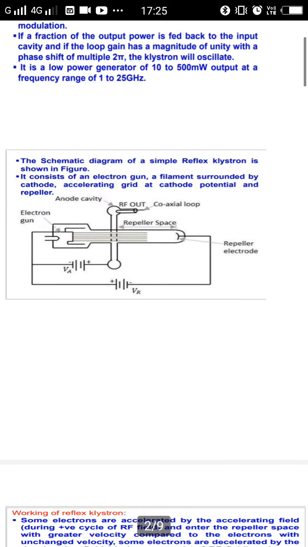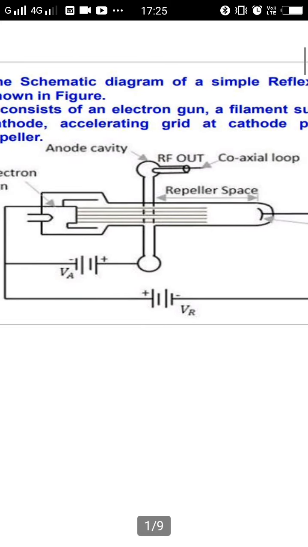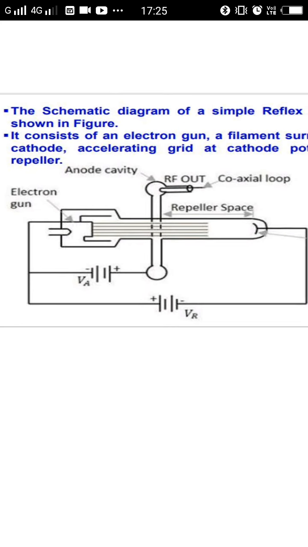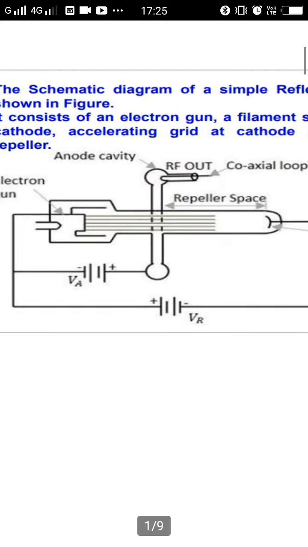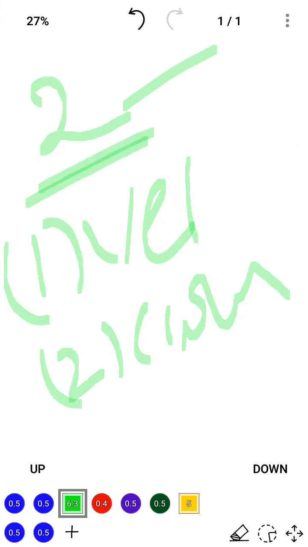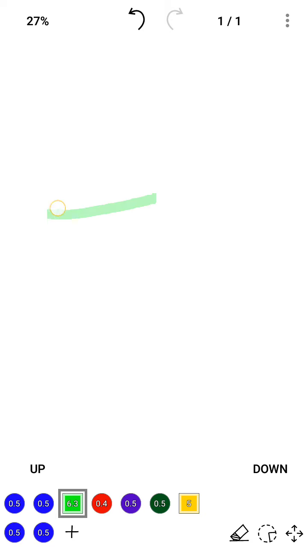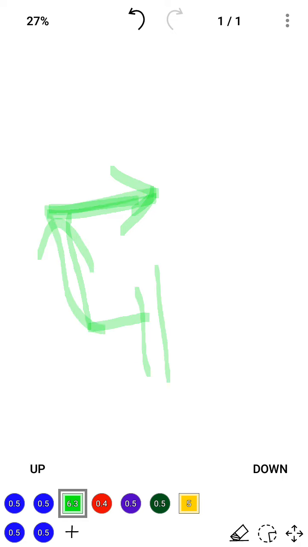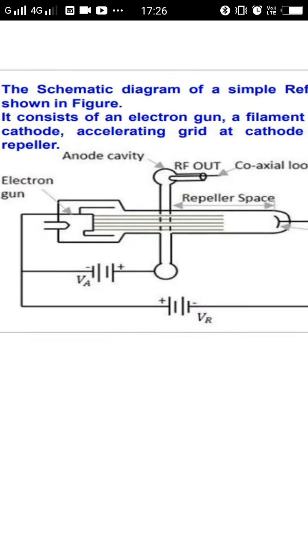Coming to the construction of the reflex klystron, if you observe this, the negative source is connected to the electron gun, which ejects electrons. Generally, this is the electron gun with the cathode. We apply a negative supply to the cathode, and it ejects and produces electrons. The electrons travel like this, produced by the cathode or electron gun, by applying this negative supply VA.